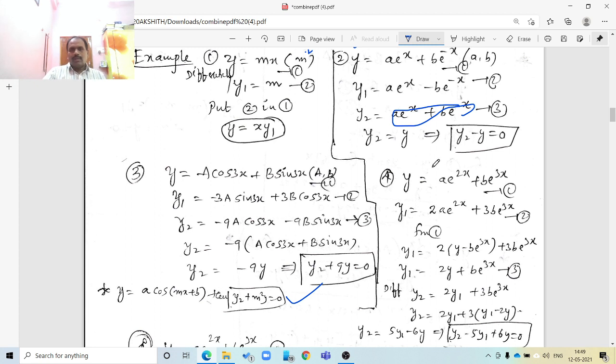You see the fourth example. y is equal to a e^2x plus b e^3x, where a comma b are arbitrary constants.